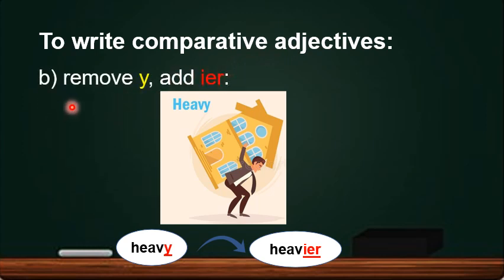Now I'm going to show you another rule to write comparative adjectives. When we see a word that ends with y, we have to remove the y and add ier at the end of the word. For example, heavy. We have to remove the y and add ier, so it becomes heavier. Heavier, heavier, to form comparative adjectives.